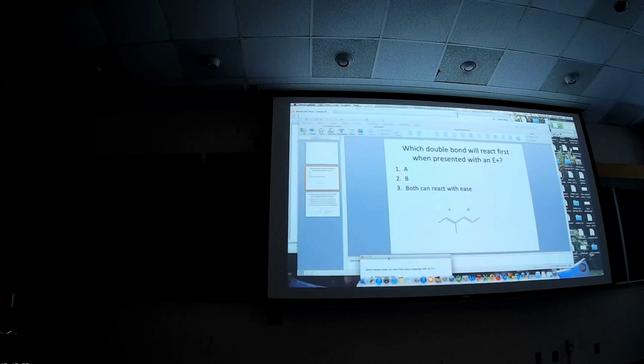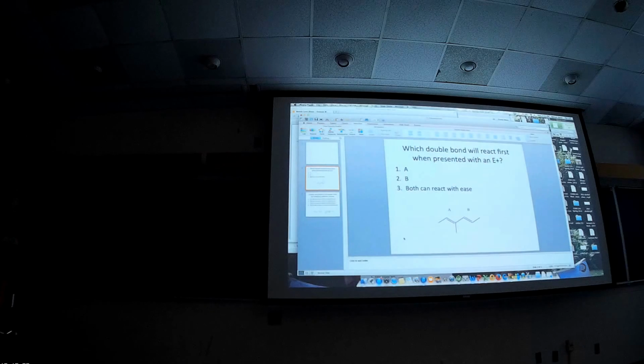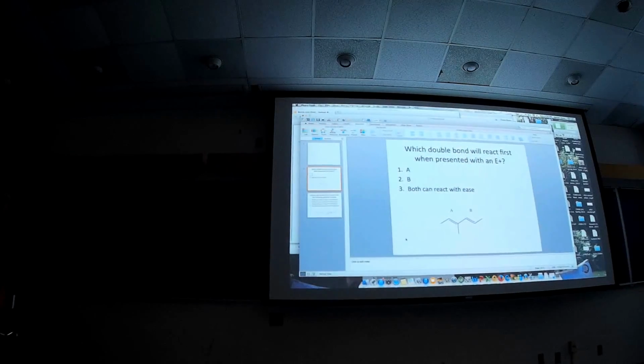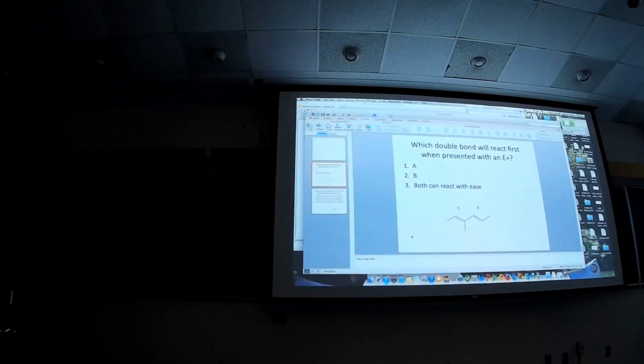It can use both, right? It will react first. It's going to be A because it goes by carbon. We're going to go with 30 seconds here. Shouldn't take that long to figure this one out. I'll count down the last 5 with my 30.